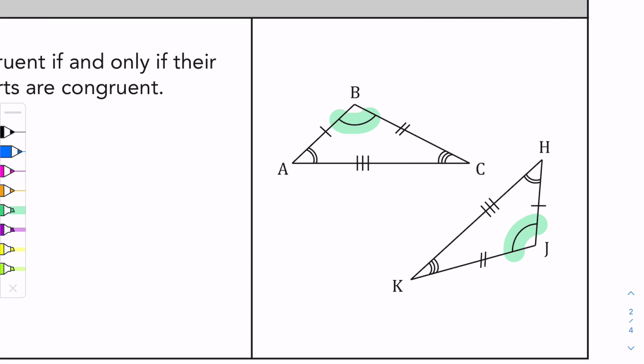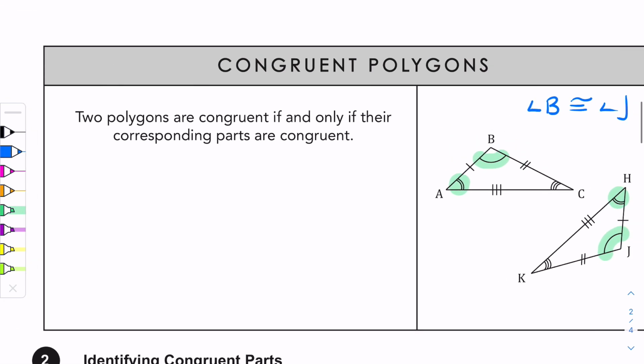I'm just going to write a couple of these down. I'm not going to write them all. You can come back and add them in if you want to. But angle B is congruent to angle J. We know that because of the angle marks. You can see that A is congruent to H. Actually, you know what? Let's write them all down. Angle B, angle J, angle A is congruent to angle H, and lastly, angle C is congruent to angle K.